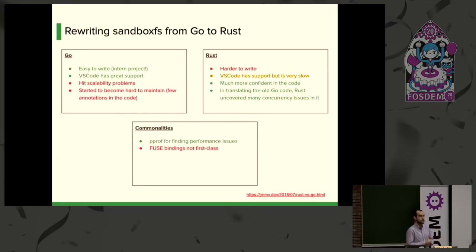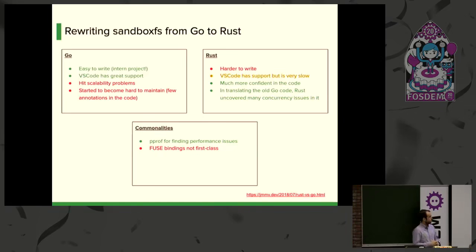I would just mention that pprof, for example, is a profiling tool, also from Google. It integrates extremely well with Go. It's super easy to use. It was very useful in finding the performance issues. It works also for Rust binaries with some more effort. It's also very useful in that case.